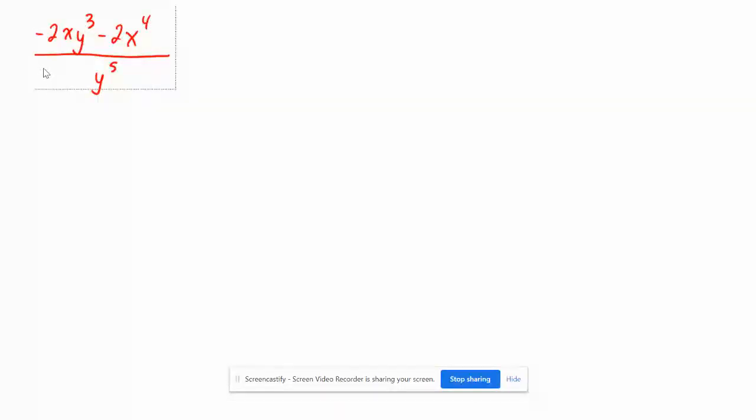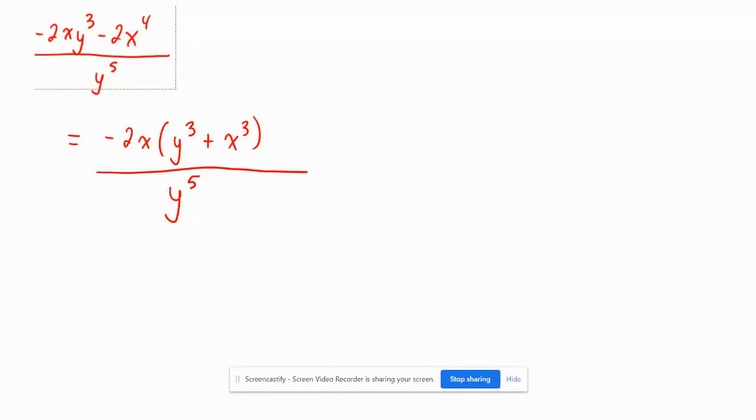All right, so we can simplify this a bit further. In our numerator, we have a common factor of negative 2x. This is what we're left with so far.